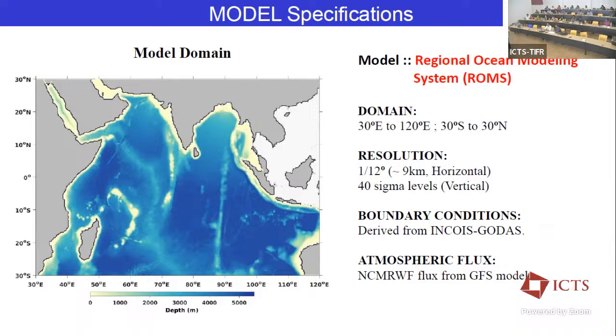Because, no, I'll not get into that. There are boundary conditions we provide for temperature, salinity, sea surface height, and the currents, not only at the surface, but across the depth as well. Here, the temperature should know what the temperature is just south of this. That information is provided by INCOIS GODAS.